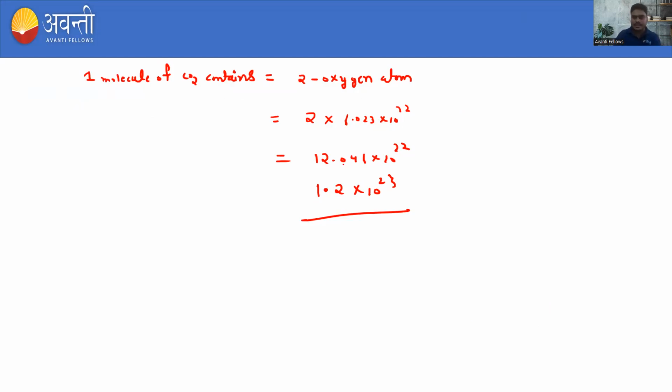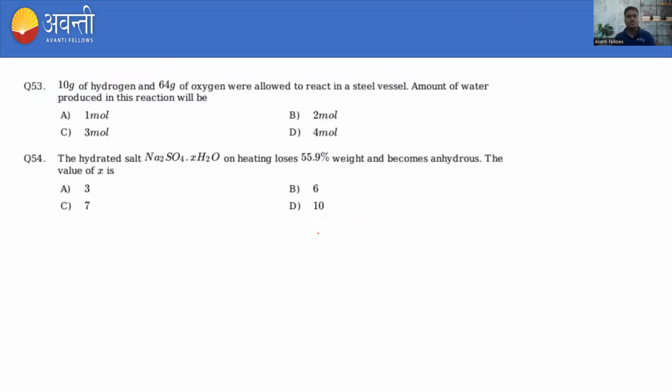Now let's see the next question, question number 53. We are going to solve 53 first, then 54. In question number 53, they are asking: 10 gram of hydrogen and 64 gram of oxygen were allowed to react in a steel vessel. The amount of water produced in this reaction will be. This question also belongs to the mole concept chapter, from the limiting reagent concept, right?